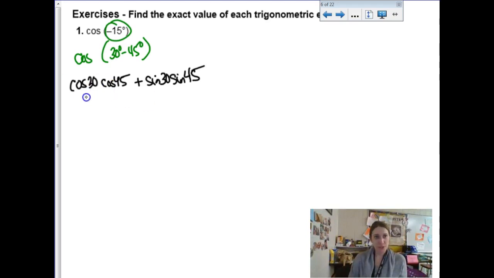Anywho, to our unit circle, cosine of 30 degrees is the square root of 3 over 2. And then cosine of 45 is square root of 2 over 2.